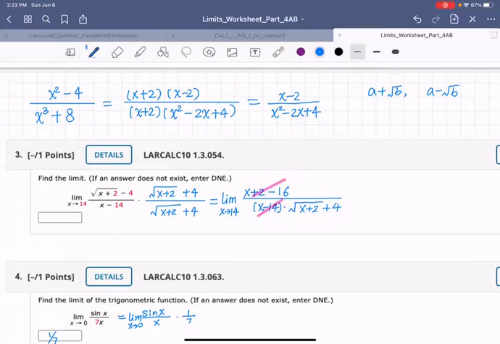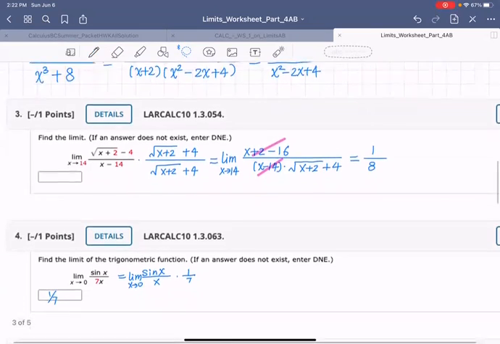So then you plug in 14, and that gets 1 over 4 plus 4, which is 1 over 8. Very good, excellent. So 14 plugged in here gives 4, and 4 plus 4 is 8. That's it. Beautiful. This is a typical calculus quiz question.